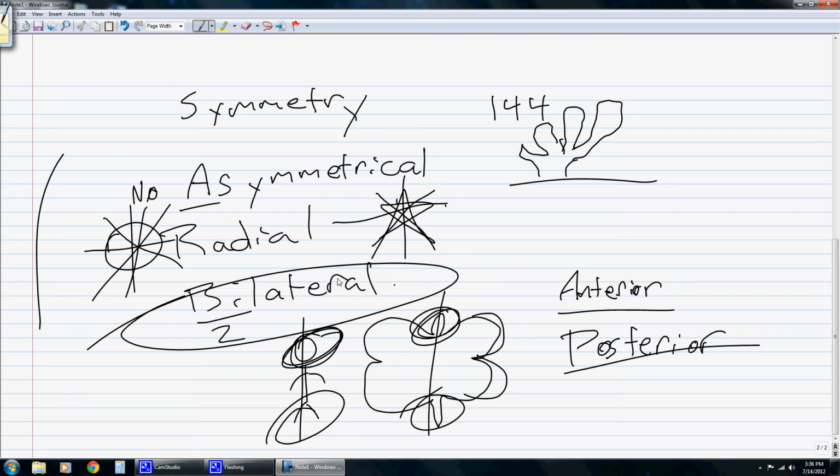And these guys are going to be the most advanced because all their sensory organs are pushed up towards the anterior region of the animal. And just for kicks and giggles, down here you have your posterior region.